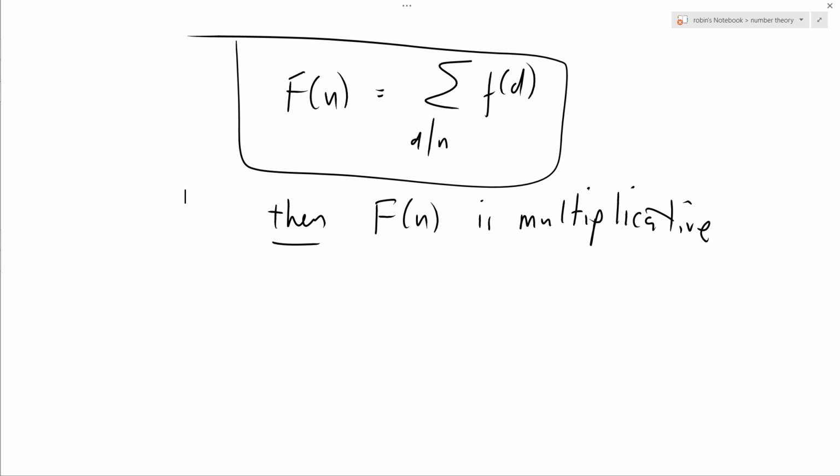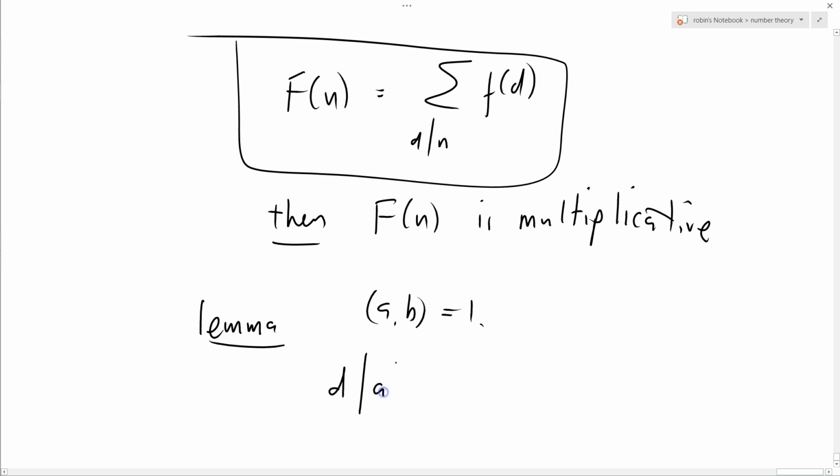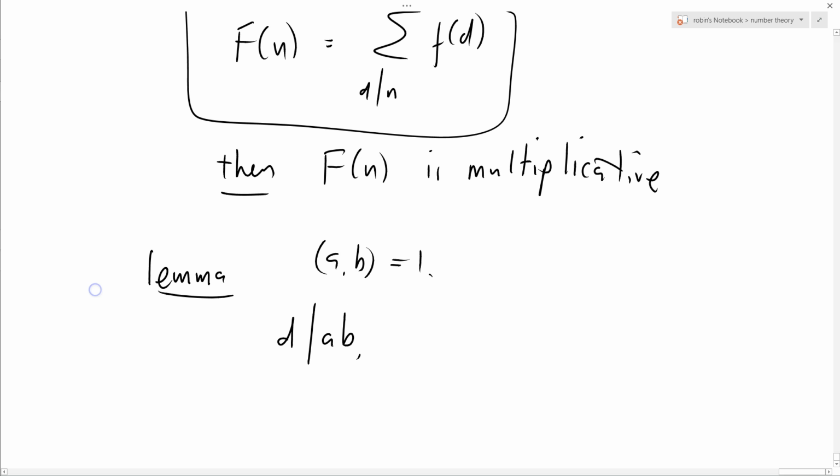Well, I need to start with something. I need a thing called a lemma. If I've got two numbers, let's say a and b, which are relatively prime, and I've got d divides ab, then d equals d1 times d2, where d1 divides a and d2 divides b.